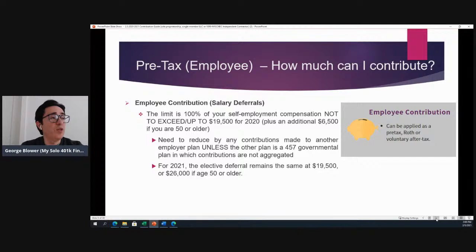So employee contributions are what they also call salary deferrals. The limit is 100% of your self-employment compensation, up to $19,500 for 2020, plus an additional $6,500 if you're 50 or older. Now that limit stays the same for 2021. And this contribution can be made as a pre-tax contribution or as a Roth contribution. Keep in mind that you need to reduce it by any contributions made to another plan, like the day job 401k. However, if the other plan is a 457 governmental plan, those contributions are not aggregated.